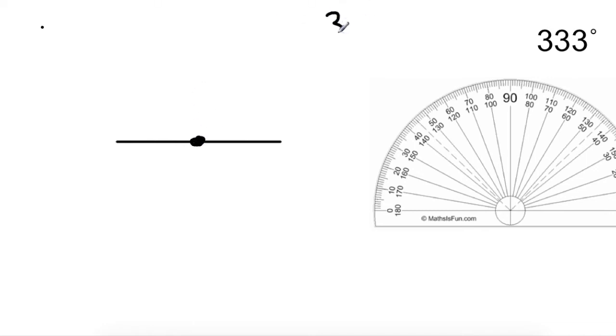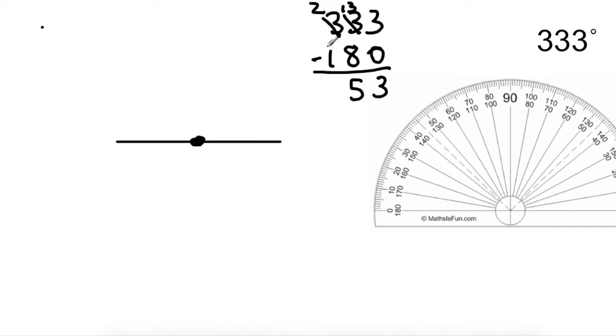I need to find the difference between 333 and 180. That way I know how much more to rotate. So I'm going to use subtraction. 3 minus 0 is 3. I'll do some borrowing over here. 13 minus 8 is 5. And 2 minus 1 is 1. So this is actually going to be a very big angle because I'm going to do a 180-degree rotation plus an extra 153 degrees. So for you guys, you would be erasing either one of these sides.